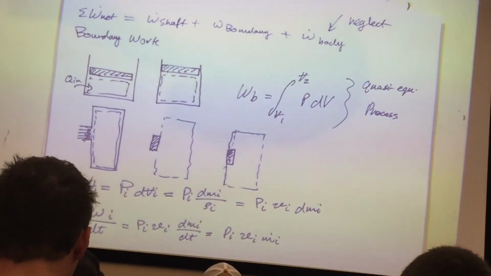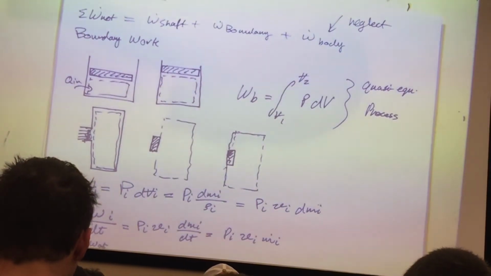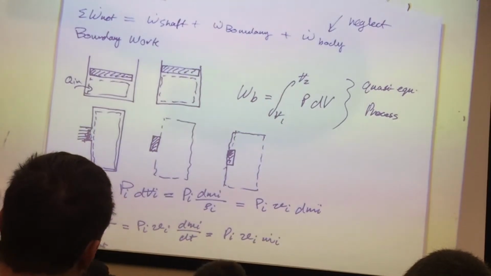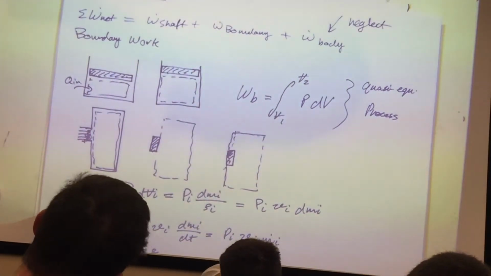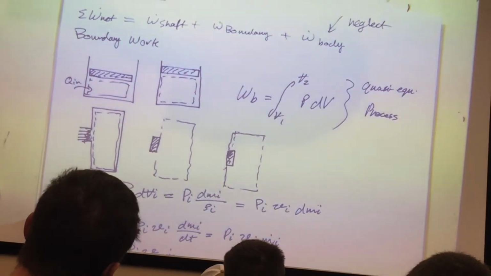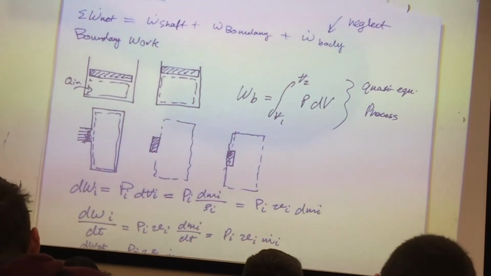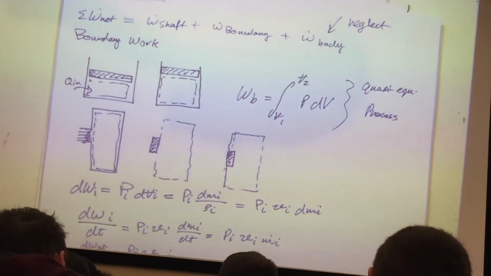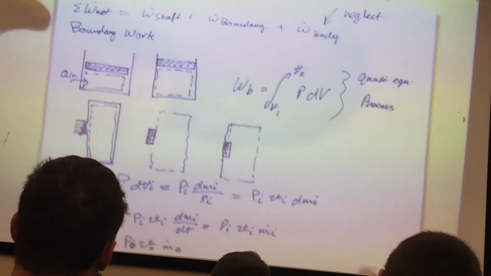And you can do the same thing for work out. If it's work out, then it's pressure out divided by rho out, multiplied by the mass flow rate out. And that's it.